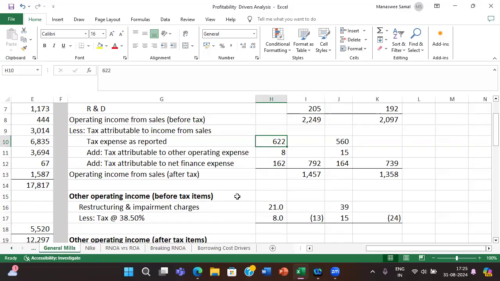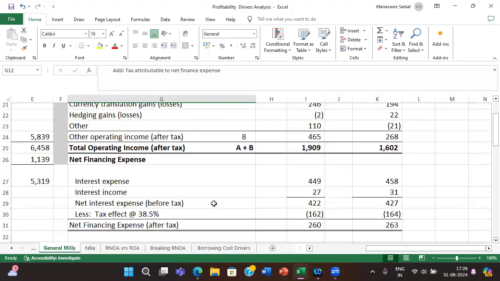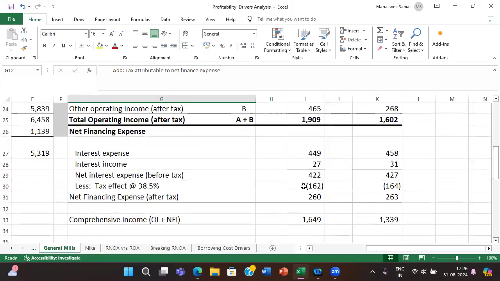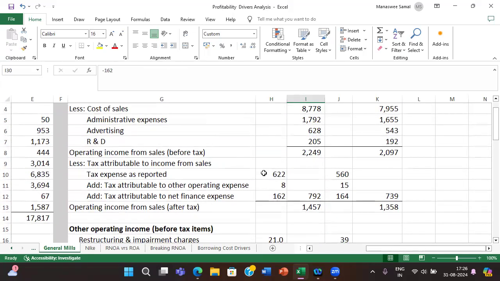Therefore, if you want to relate the tax to the operating income part, the tax should have been higher. In absence of NFE, the tax should have been higher, isn't it? That's the reason why we are adding it here. 162 is an addition here, and you can see the overall impact of the numbers. You are deducting 162. So in essence, you are not changing the 622 overall tax expense in the P&L. I hope you got it.